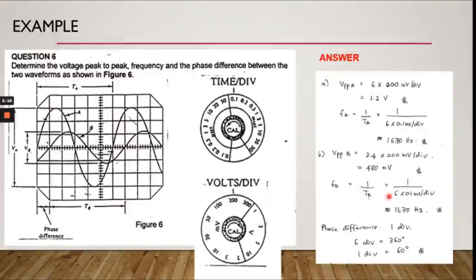So we repeat the same process for waveform B to get a value of 480 millivolts and the same frequency, 16.70 Hz, respectively. And the phase difference is equivalent to 1 division, since 6 divisions is equal to 1 complete cycle, which is 360 degrees, so 1 division is equivalent to 60 degrees. So that's how we calculate for this waveform.